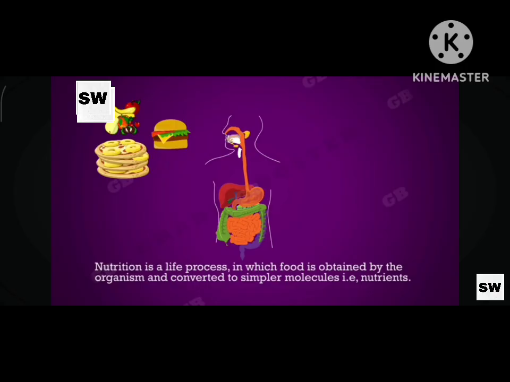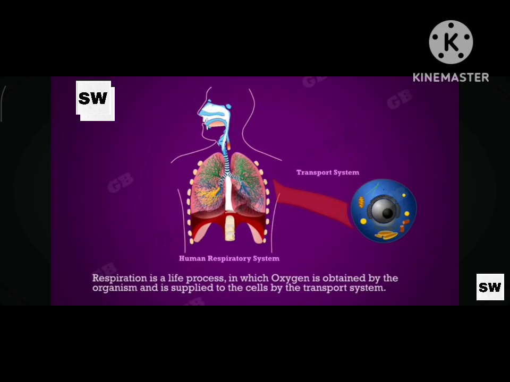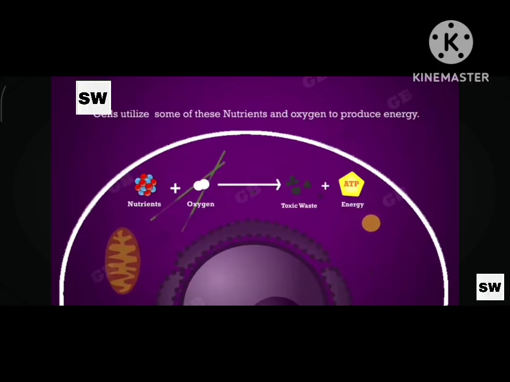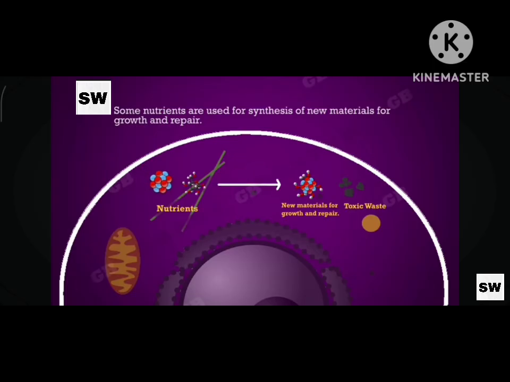Nutrition is a life process in which food is obtained by the organism and converted to simpler molecules, that is, nutrients. These are supplied to the cells by the transport system. Respiration is a life process in which oxygen is obtained by the organism and supplied to the cells by the transport system. Cells utilize some of these nutrients and oxygen to produce energy. Some nutrients are used for synthesis of new materials for growth and repair.